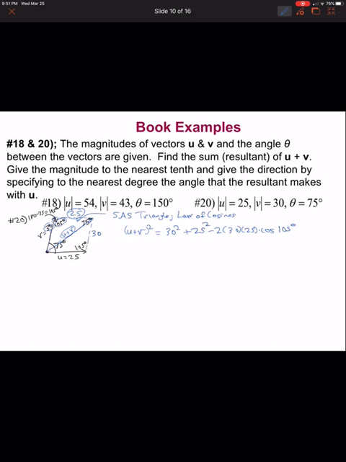So again, we're ready to take the square root, and we'll have the magnitude of vector u plus v. So again, u plus v, its magnitude, is equal to the square root of 30 squared plus 25 squared, minus 2 times 30 times 25, times the cosine of 105 degrees. And we'll round that to the nearest tenth, all right, as we do that. So let's go put that in our calculator. Let's see what we come up with. So we'll type that in together.